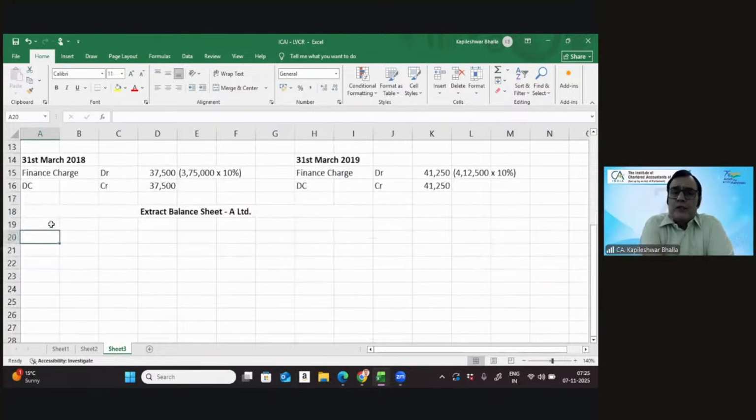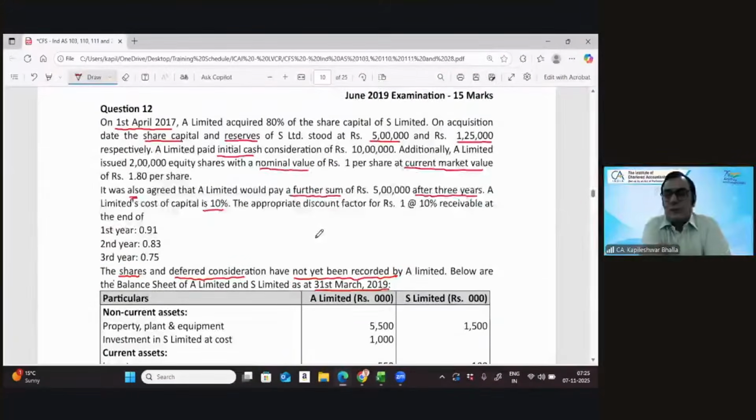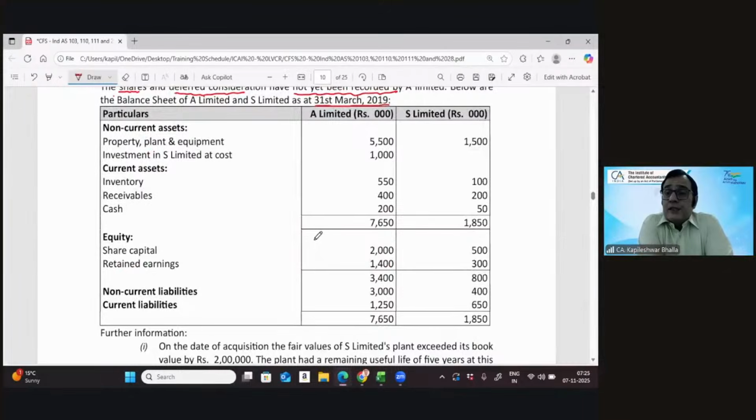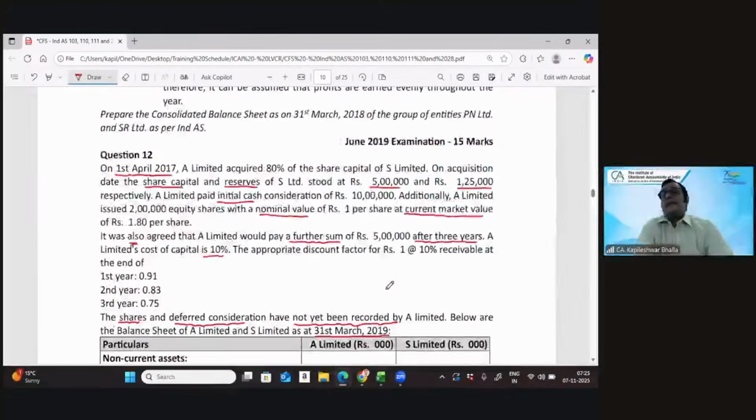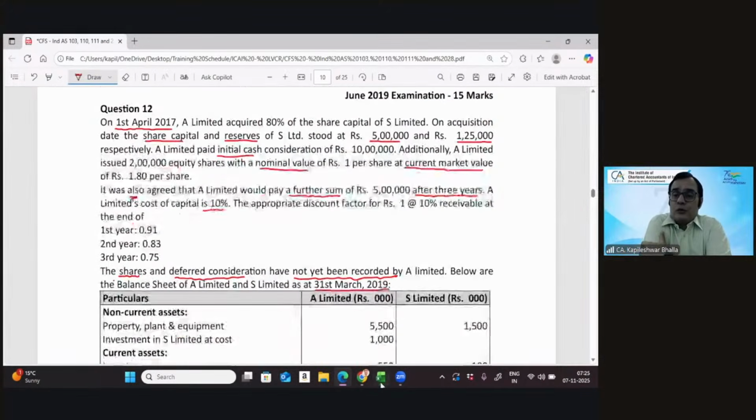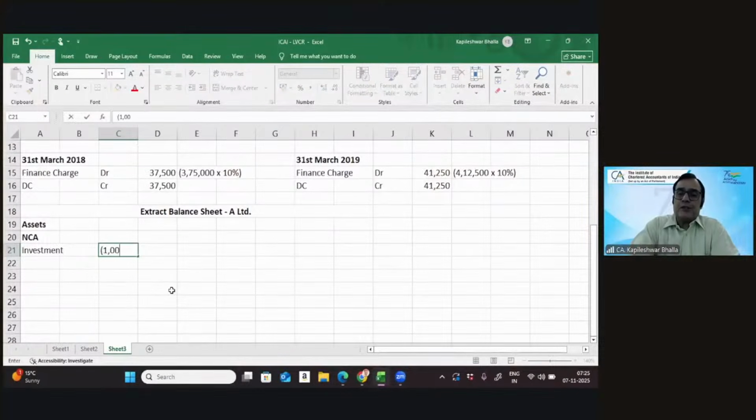So on the asset side, what is changing is just the investments. So let's take the asset side, non-current assets, and take the investments into account. We're just changing the investments in the balance sheet. Let's go back to the balance sheet of A. This balance sheet is already given in terms of 1,000, and the investment is already appearing to the extent of 1,000. This 1,000 is the initial cash consideration paid, and to this we need to add two things.